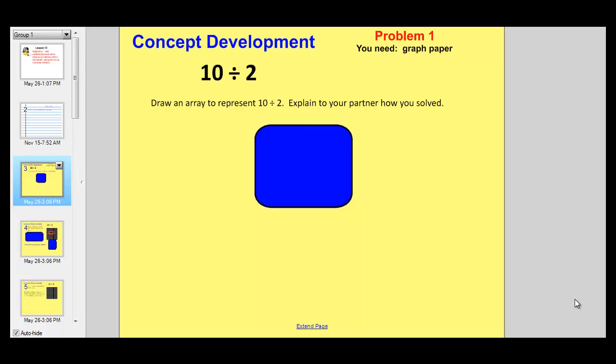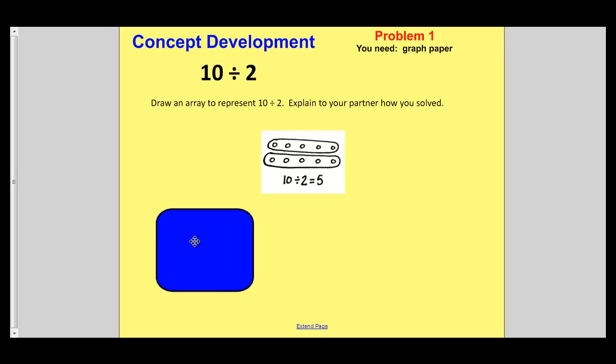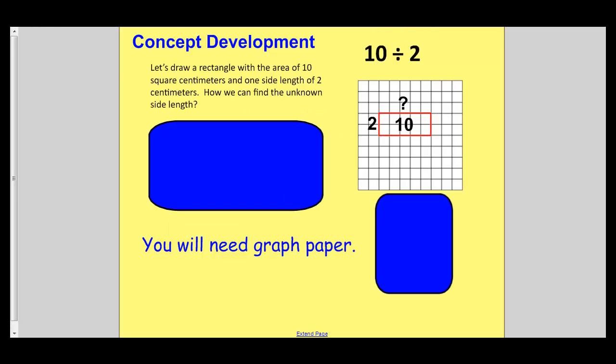So the first thing I want you to do in your math journal is draw an array to represent 10 divided by 2. To explain to your partner how you solve it, just go ahead and represent 10 divided by 2 in your math journal, and come back and check to see if you got it correct. Okay, this is how I drew 10 divided by 2. So you can see I have 10, and I put it into two separate groups, and 10 divided by 2 would equal 5. So I have two groups, and there are 5 in each group.